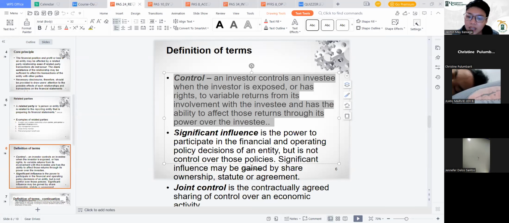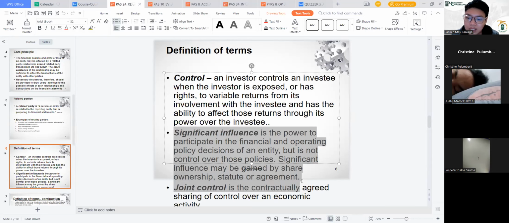The next one, significant influence. For significant influence, practically, there is not 50% or more ownership or interest or investment, but significant influence is the power to participate in the financial and operating policy decisions of an entity, but is not control over those policies. Significant influence may be gained by share ownership, statute, or agreement.